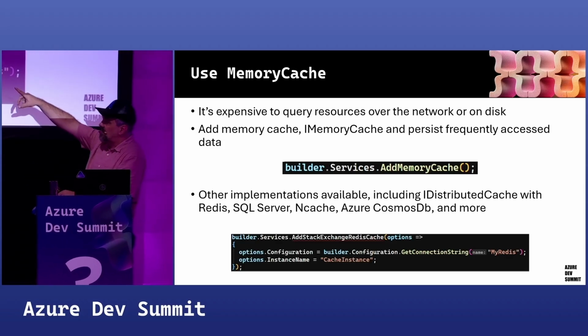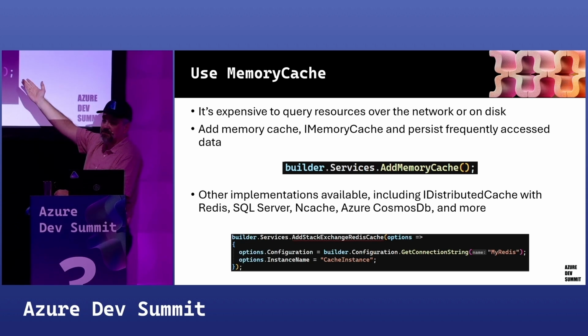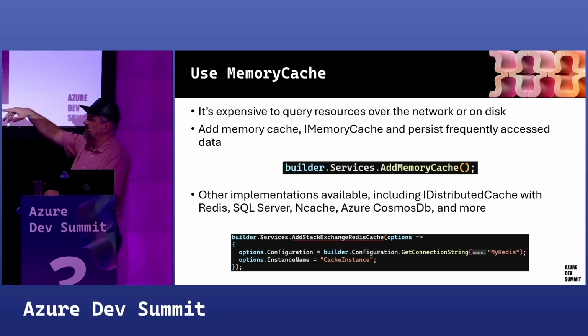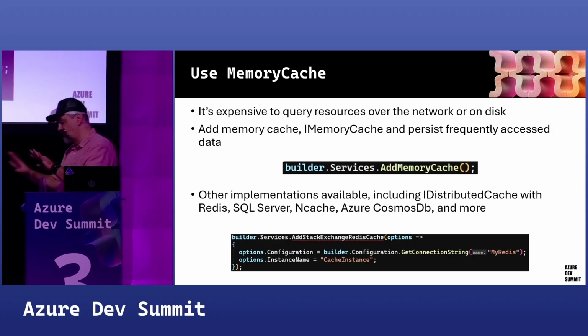So once again, Redis is available. We really like Redis for this, but you can use SQL Server, NCache, Cosmos DB. There's a bunch of other providers. Real easy statement to set it up. AddStackExchangeRedisCache, and you can see my editor didn't like the code that I wrote there with the red underline. That's okay. Get connection string and the instance name. Real easy to set up.